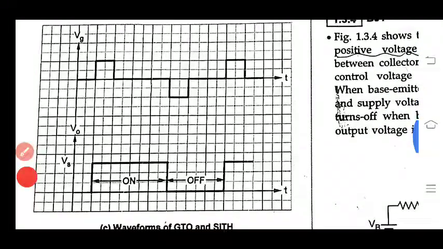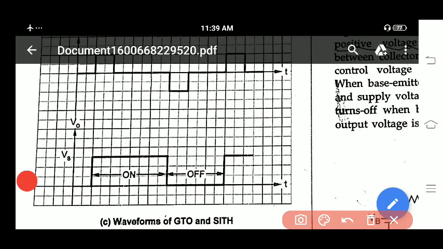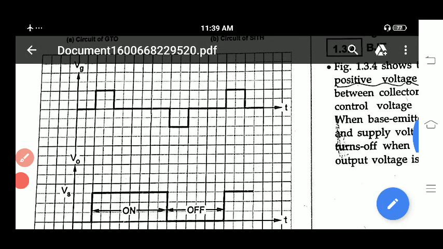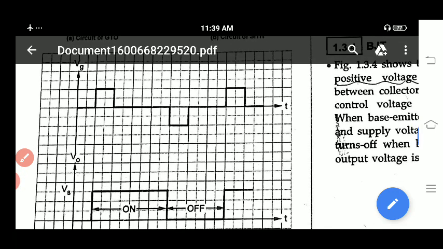So we'll see that graph here. This graph is common for both GTO and SITH. If you want to make your GTO on, you have to apply gate voltage VG. Once you apply VG, V0 will be Vs. V0 is the voltage across this load. Voltage across the load is the supply voltage, because your GTO turns on and current starts to flow across the load.